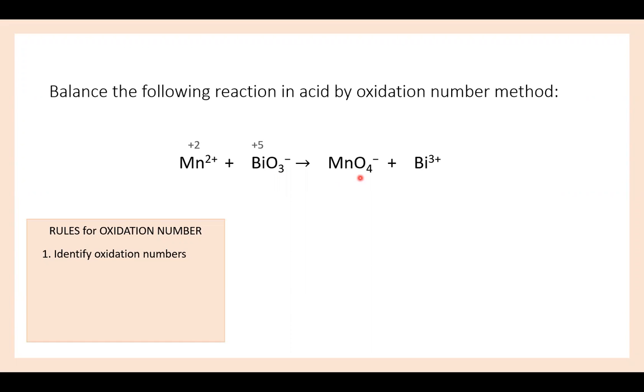Similarly, the oxygens in MnO4- would be -8. Manganese will be +7. Bismuth has a +3 oxidation number.